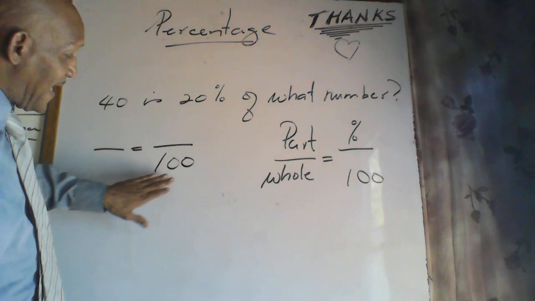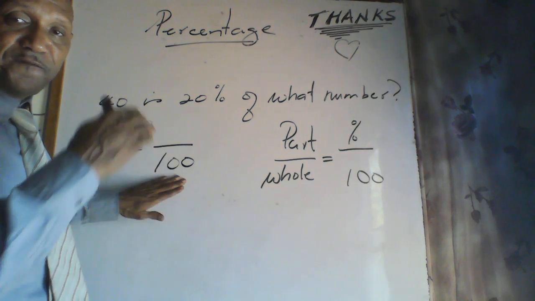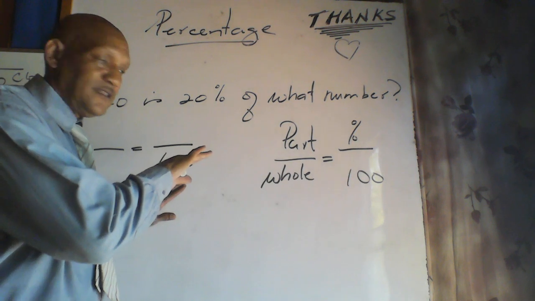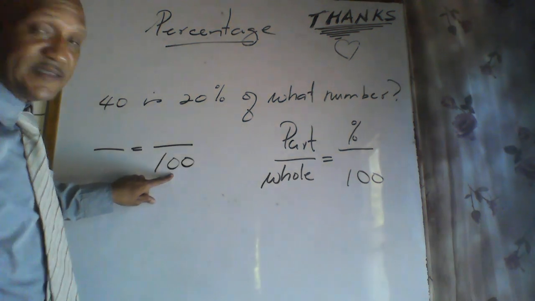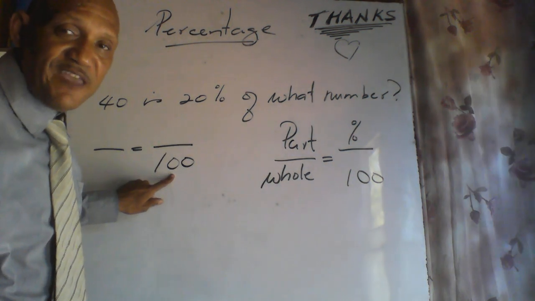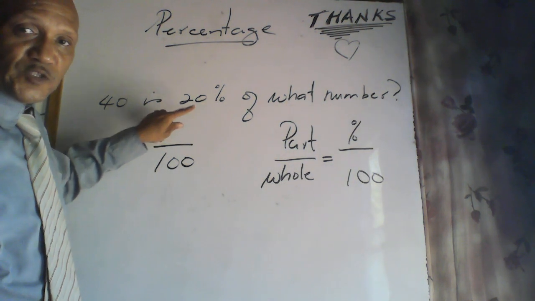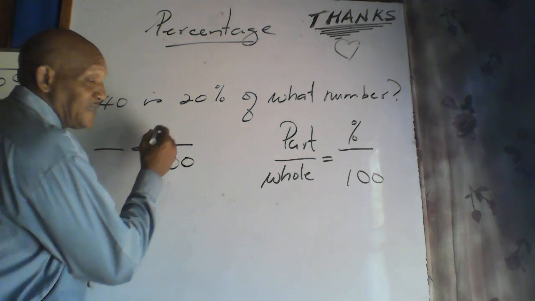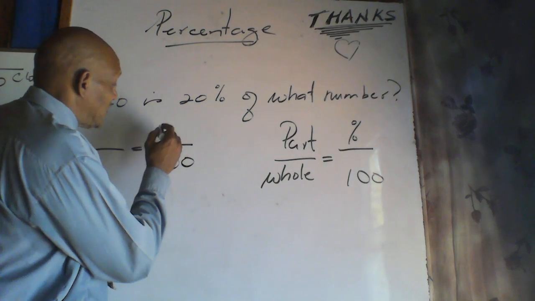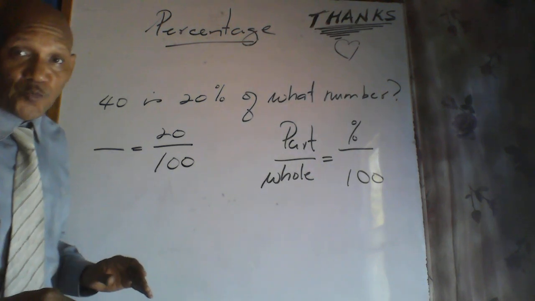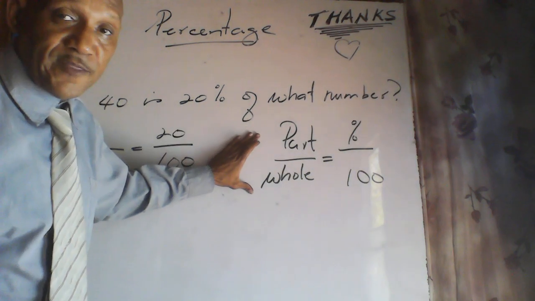Since I have this side, let me finish setting up that side. So it's percent. Did they give me a percent? Yes, they gave me a percent. 40 is 20%. So percent always goes over 100. All I have to worry about now is the part and the whole.